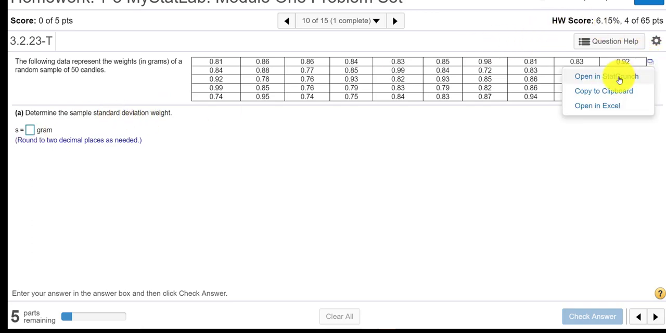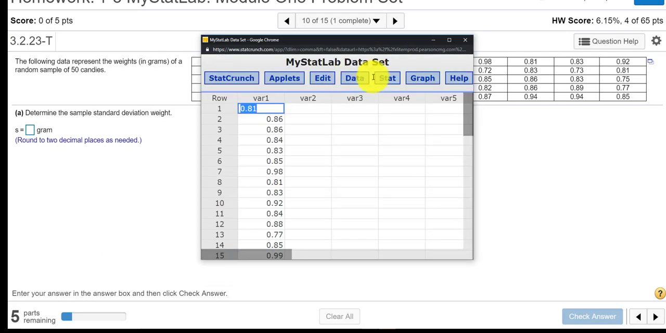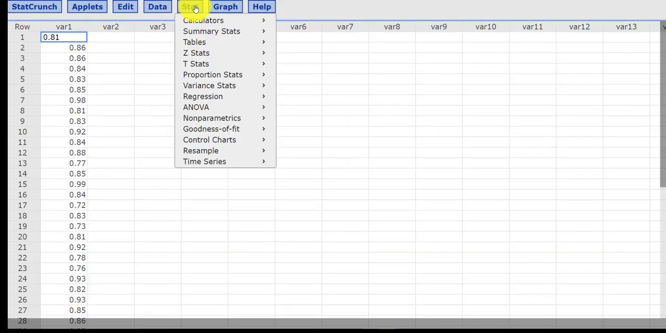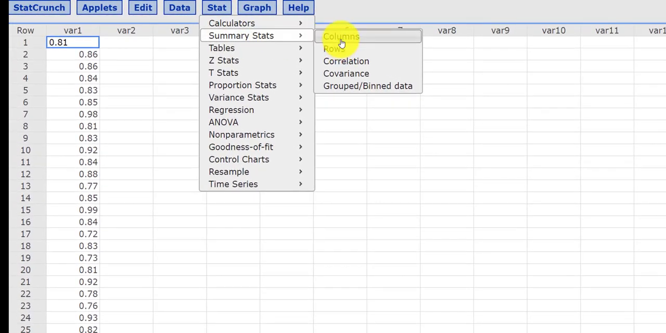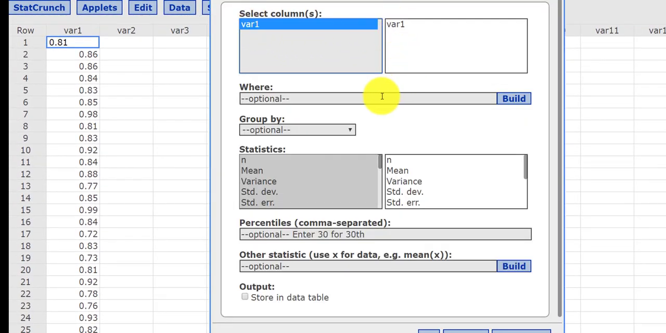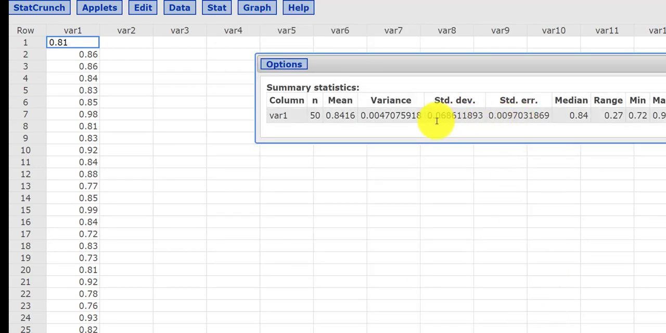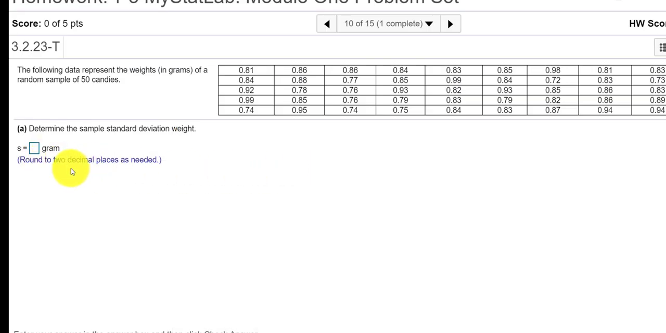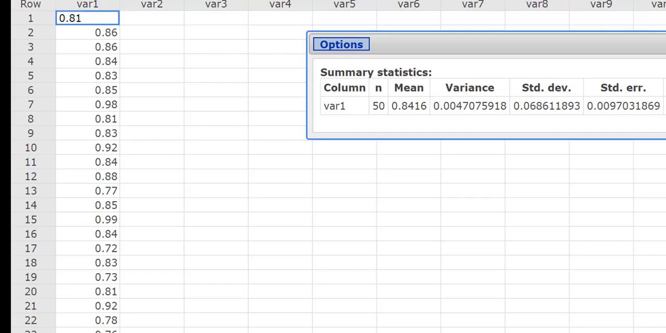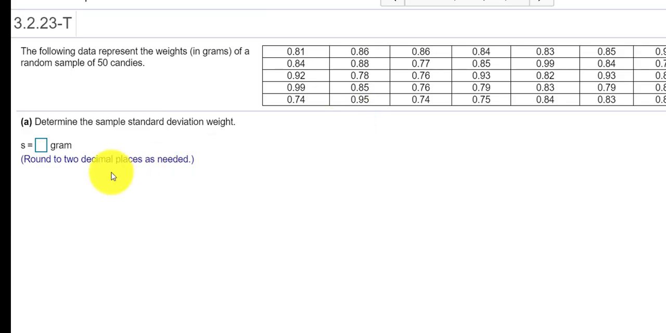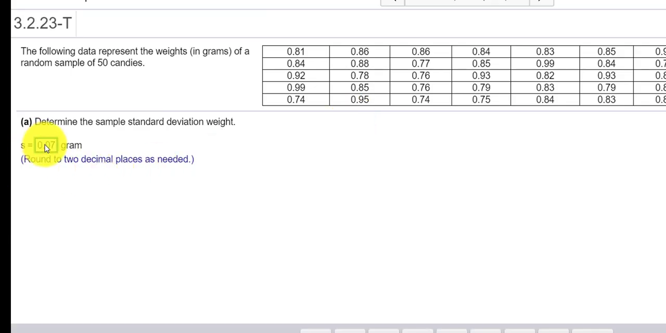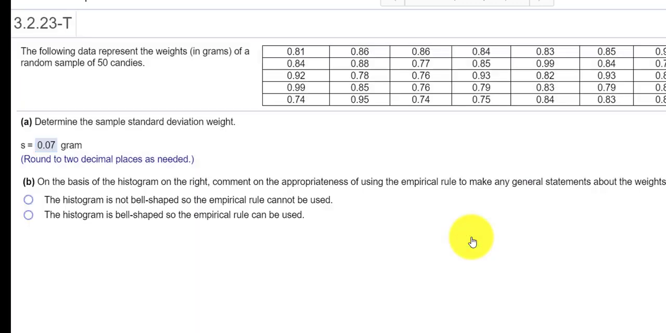So I open up my table in StatCrunch. StatCrunch is my best friend here. I press Stat, Summary Stats, from columns. My data is in column bar 1, and I think this should do it. I press compute, and here is my standard deviation: 0.0686. It says go 2 decimal places, so I think we're going to have to round to 0.07. Let's enter that. Check our answer. So far, so good.